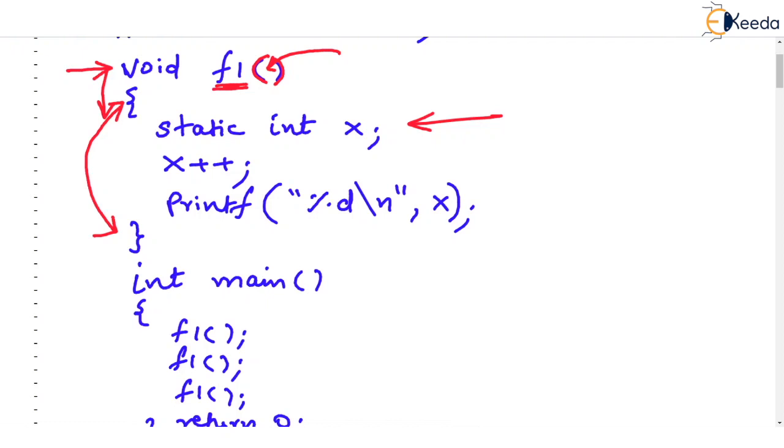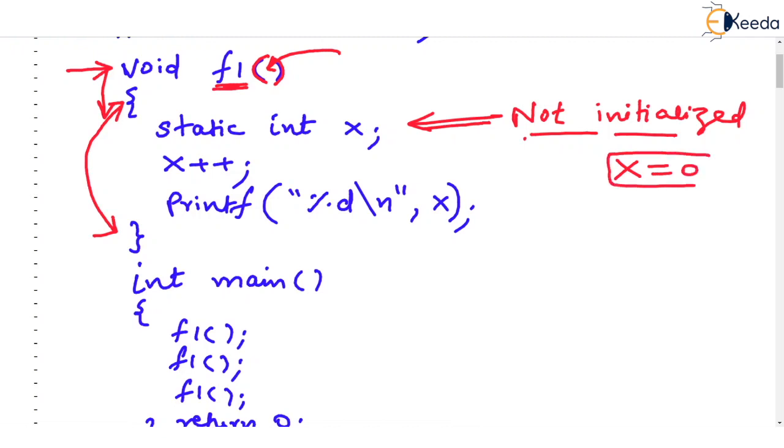Also notice we have not given any value to X. We have not initialized X. Check. X has been declared, but there is no value assigned. But in the case of static storage class variables, if the variable is not initialized, then it stores a default value. And you know that the default value of an int variable is 0. So in this case, the automatically stored value of X will be 0.